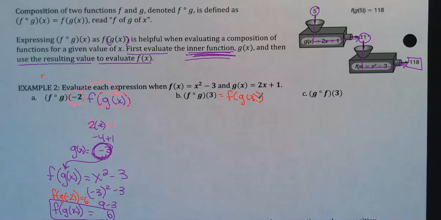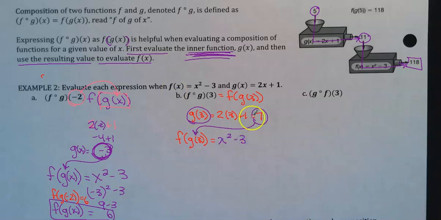All right, so we're solving the inner equation first. We're going to do our g of 3 first. g of x is 2x plus 1, so 2 times 3 plus 1. 2 times 3 is 6, 6 plus 1 is 7. Then we're going to do our f of g of 3. Well, my g of 3 equals 7, so I'm going to plug 7 into this equation. My f is x squared minus 3, so this is going to be 7 squared minus 3. 49 minus 3 is 46. So my f of g of 3 equals 46.